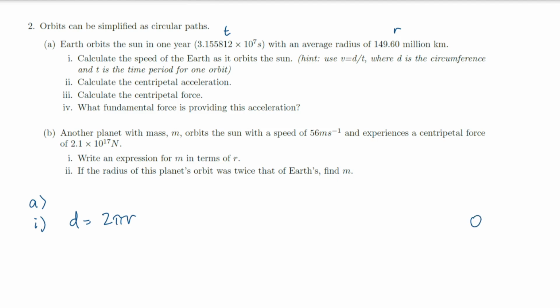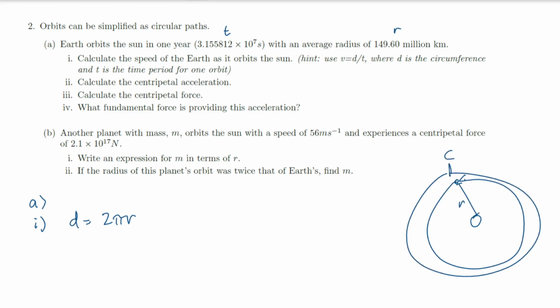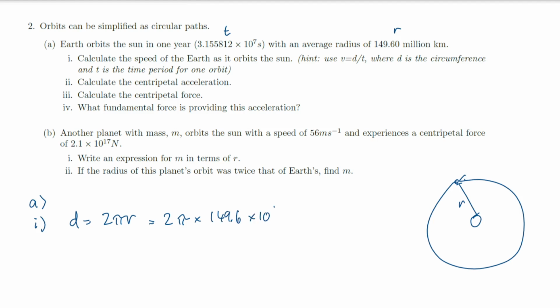Right, so here's the sun and the Earth, which is a distance 1 radius from the sun, will travel 1 circumference. So 2 times pi times 149.6 million, so times 10 to the 6. That's in kilometers, so we'll convert it to meters by timesing it by 1,000.